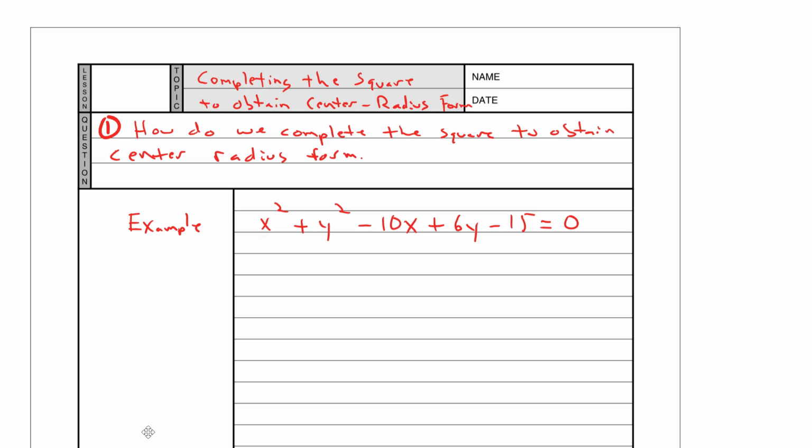In this video we'll be looking at completing the square to obtain center radius form, our essential question. How do we complete the square to obtain center radius form? And by center radius form I mean the form of the equation x minus h quantity squared plus y minus k quantity squared is equal to the radius squared. And this h and k are the coordinates of our center, the x and the y coordinates, and r of course is the radius.